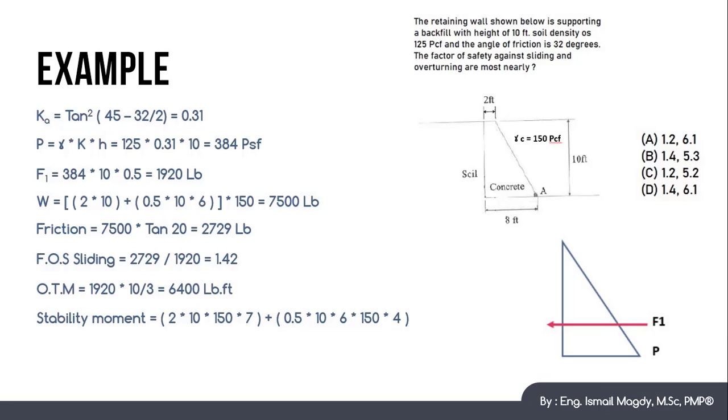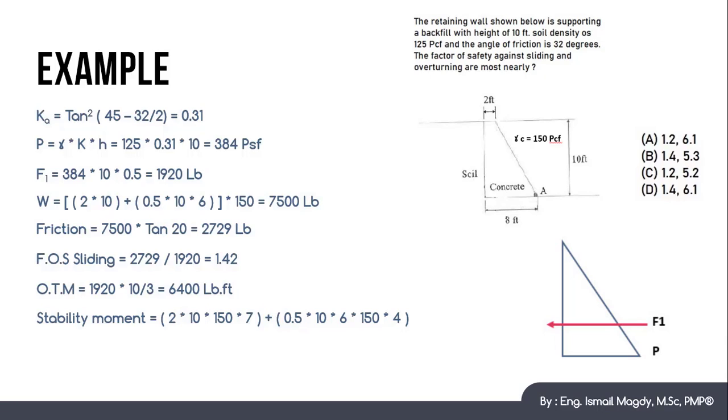In this case, we will divide the wall into two shapes. Again, this triangle and the rectangle of 2 feet width and 10 feet height, and the triangle with height of 10 feet and base of 6 feet. And each one of these areas we will multiply by the distance between it and the toe point at point A here, as shown in this graph.